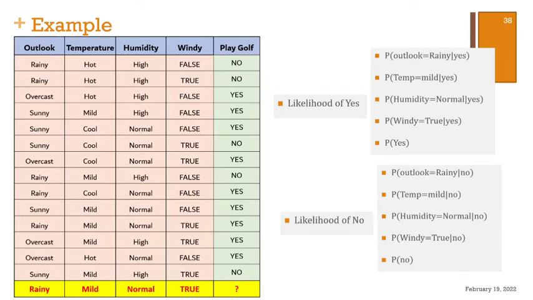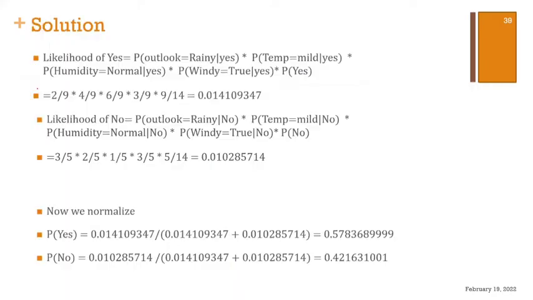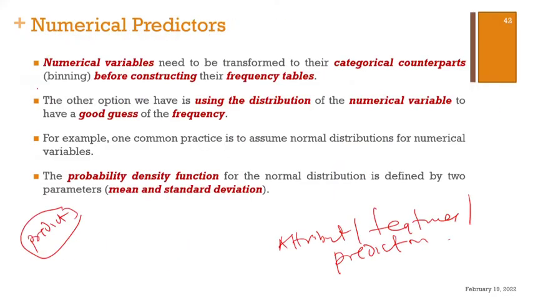These are categorical. You can see this is predictor number 1, rainy, there's no number there. So when we say numerical predictor, it means the values inside are like maybe 20, 40, 50, or 50 point something. When they have numbers, this is what we call numerical predictors. The numerical variables need to be transformed to their categorical counterparts through what we call the binning process before constructing their frequency tables.